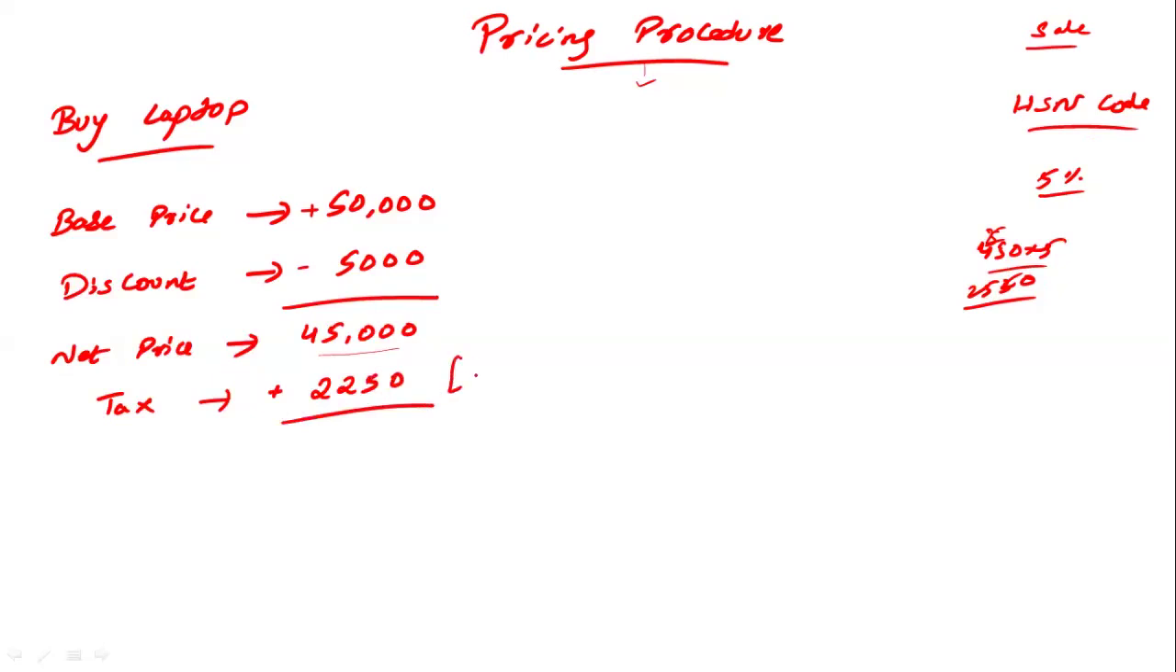Okay, this is 5%. This is 10% of discount. Now, upon adding this tax on this net value of the laptop, the system will calculate the tax rate and add this to the net value. Now, this is your total value.